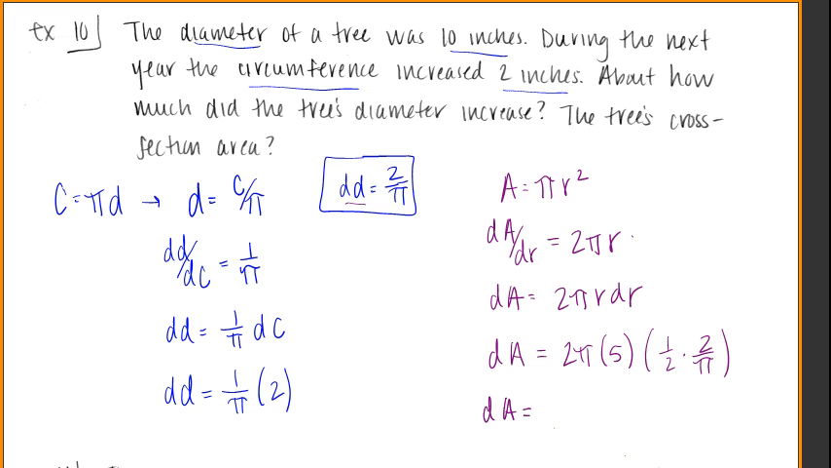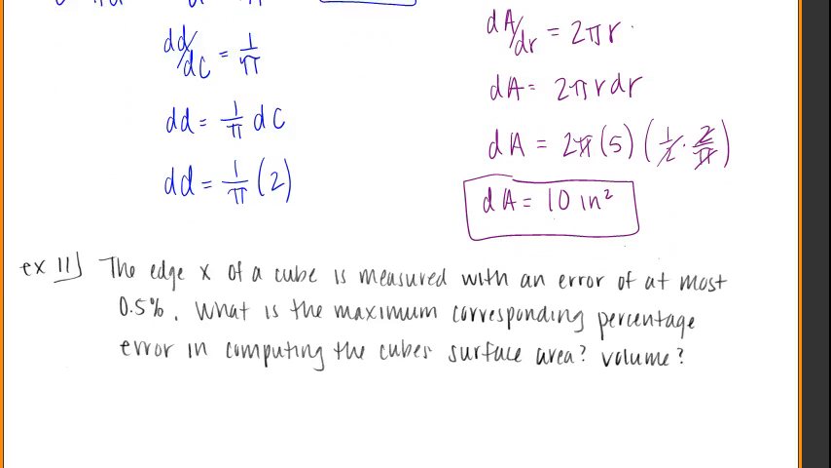Okay. So then dA is 2 times 5, which is 10, times a half, and the half cancels, and the pi cancels there, so it's just going to be 10. And if we put units in there, the change in the surface area, or the cross-section area, will be 10 inches squared. Box that up. And then for the change in the diameter, I should have put inches right there. Alright, let's go to the next problem.